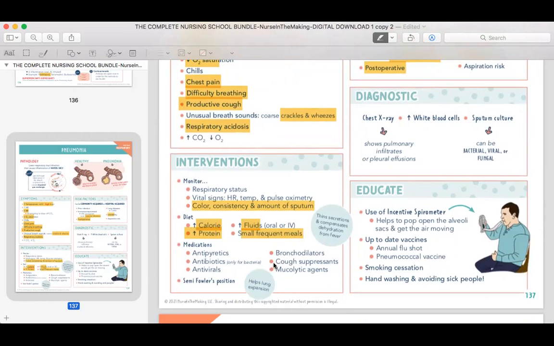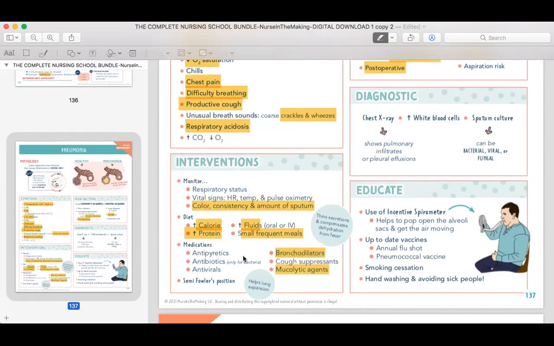They can take Mucomyst, a mucolytic agent, acetylcysteine, right? It does cause a rotten egg odor, which is normal. A cough suppressant like codeine. They can do bronchodilators as well.